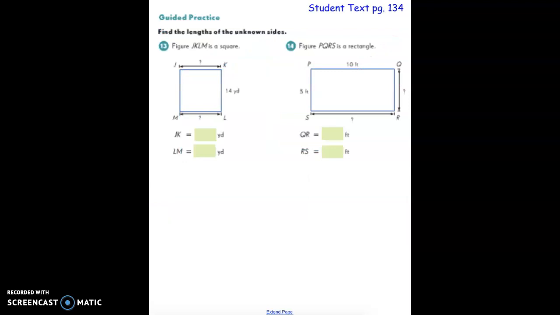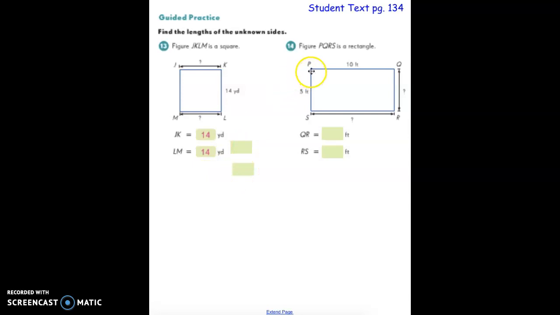Now we're moving on. So this is guided practice. We have to find the lengths of the unknown sides. Well, we know something about squares. I know what you're thinking. Mrs. Hubert, the sides of a square are all the same. So JK has to be 14 yards, and so does ML. I told you guys were smart cookies. You're right on the money.